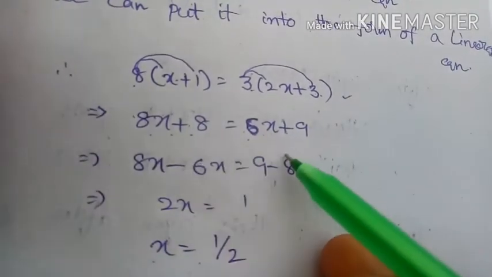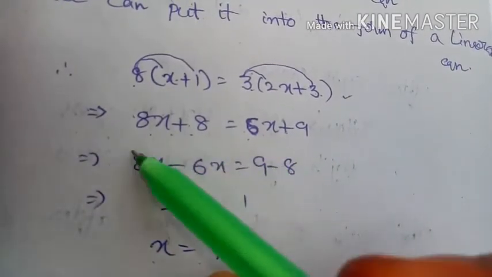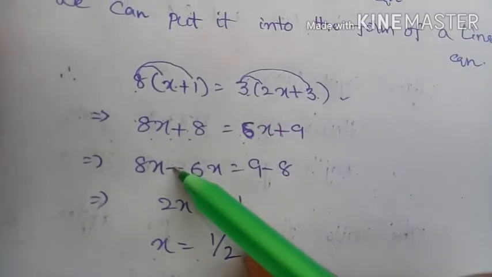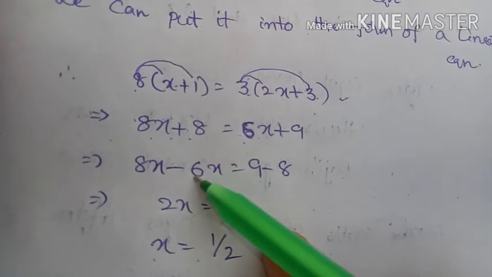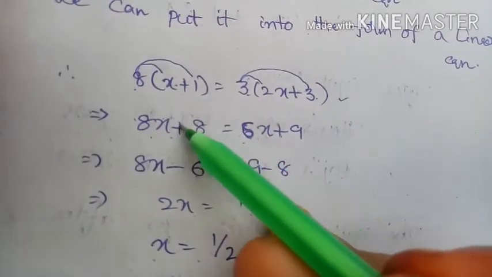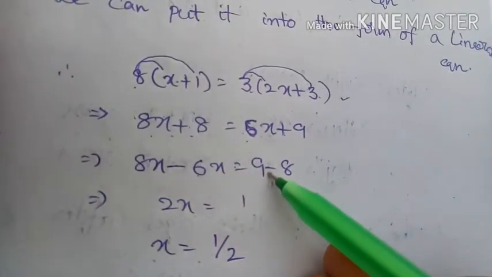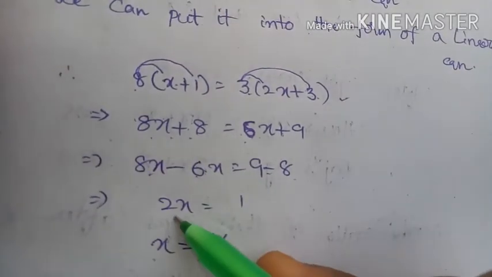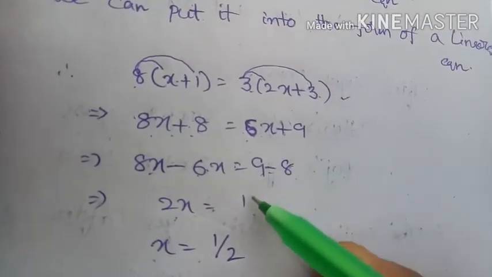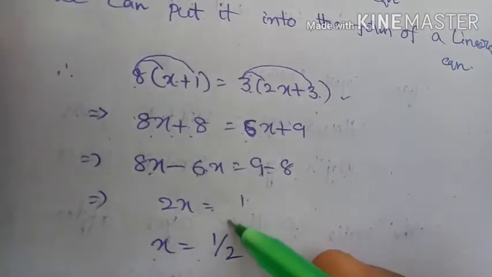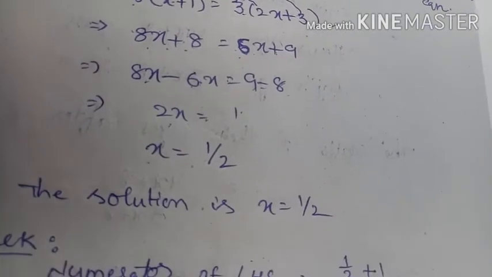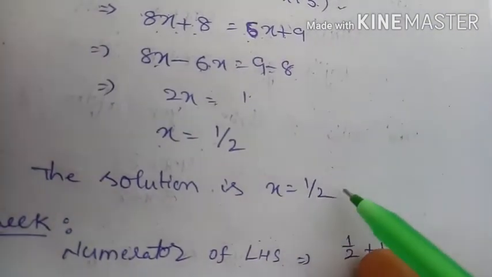Now separate the variables and constants. That means 6x transported to the LHS becomes minus 6x, and plus 8 transferred to the RHS becomes minus 8. So 8x minus 6x is equal to 2x, is equal to 9 minus 8, that is equal to 1. So x is equal to 1 by 2. This is the solution of the given equation, that is x is equal to 1 by 2.